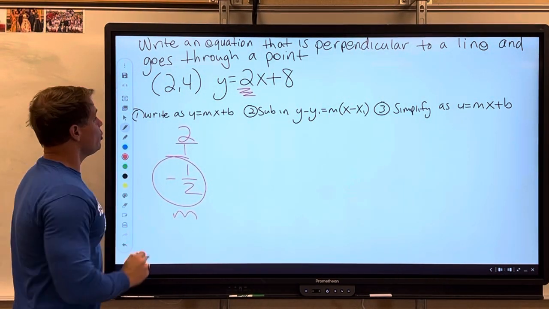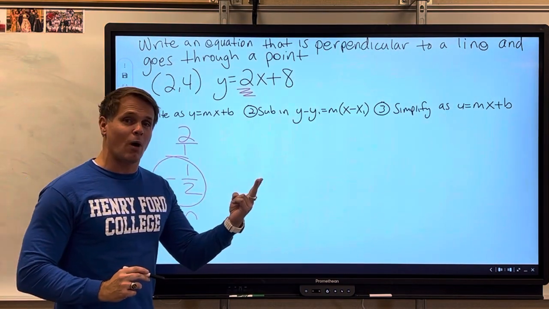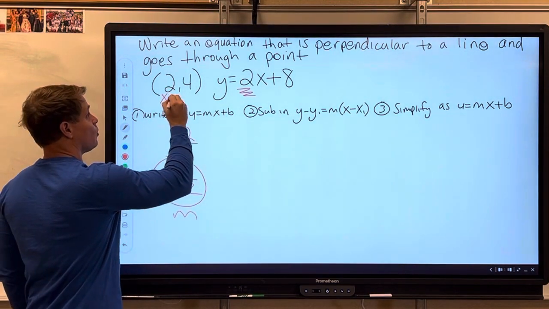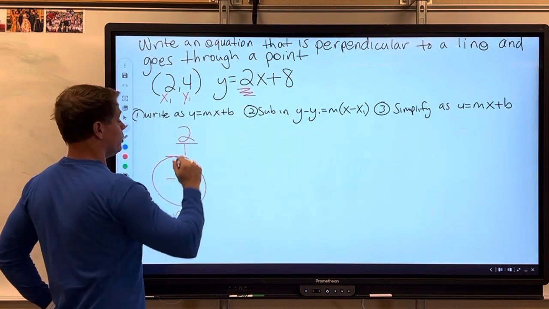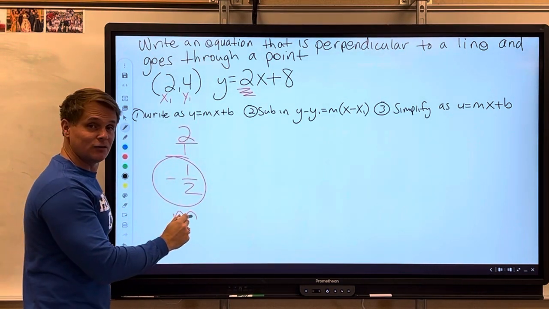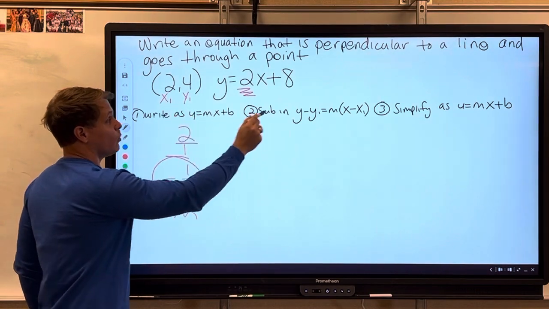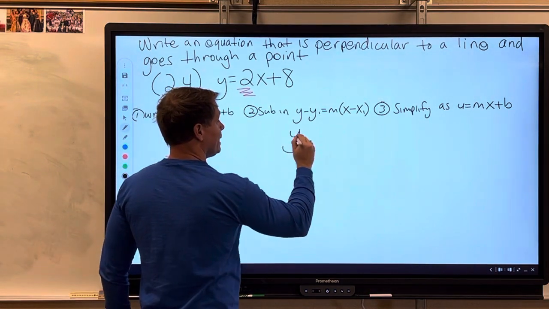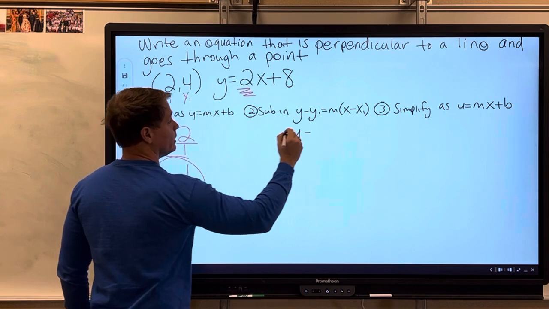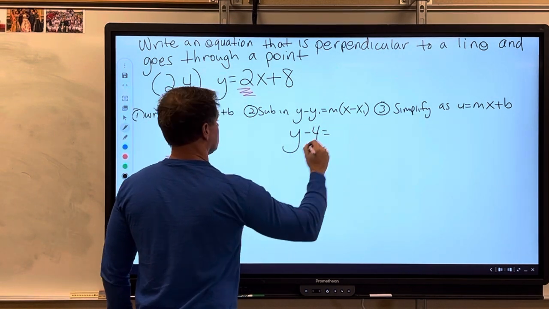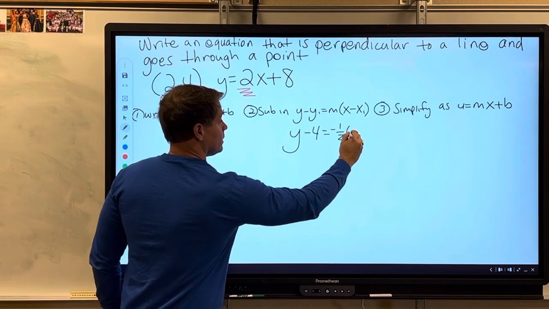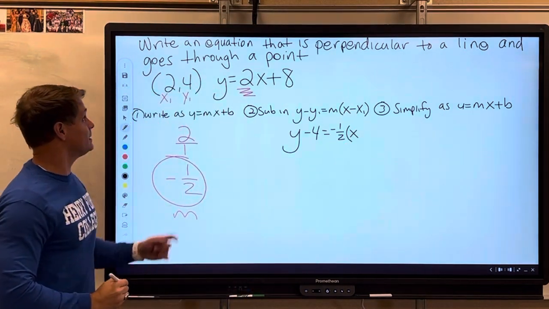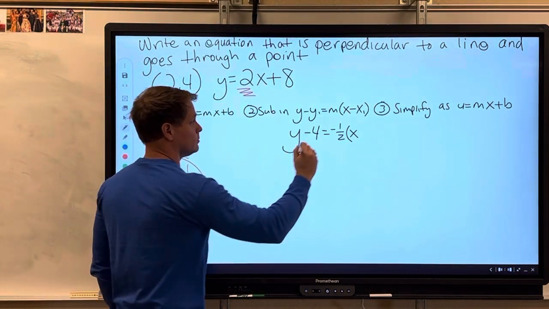Now, I already know what the x value is and the y value is. That's x1 right here and y1. I'm going to put in our new slope, which is a negative reciprocal, and x1, y1 into this formula. So y minus y1 is 4. The slope is negative 1/2. And then x minus 2.